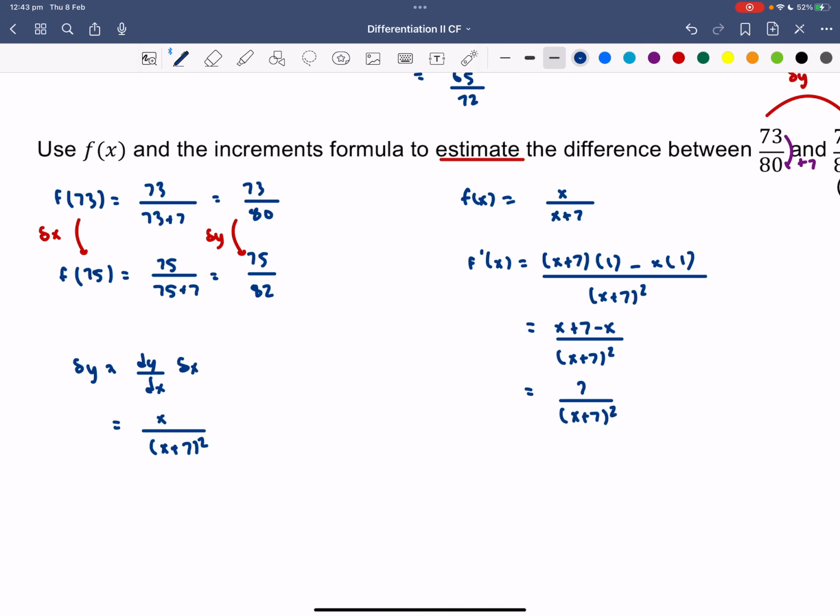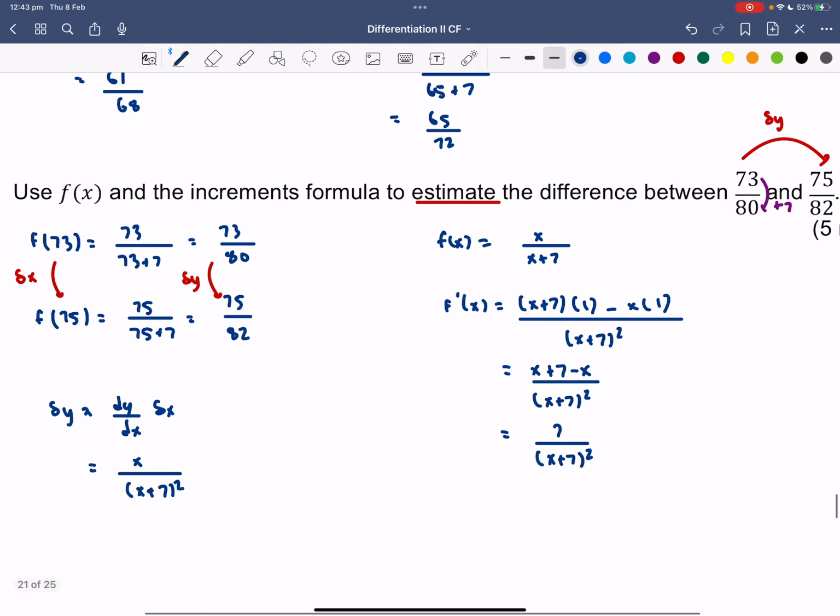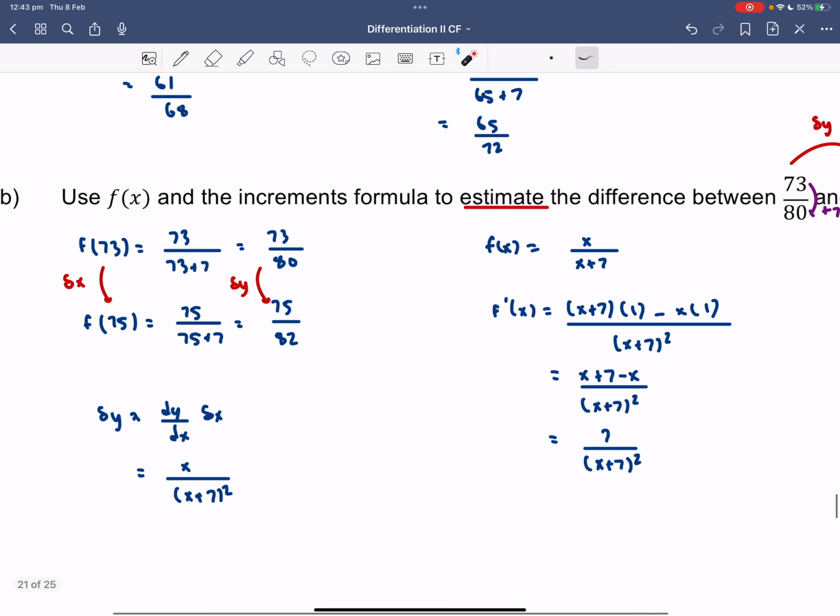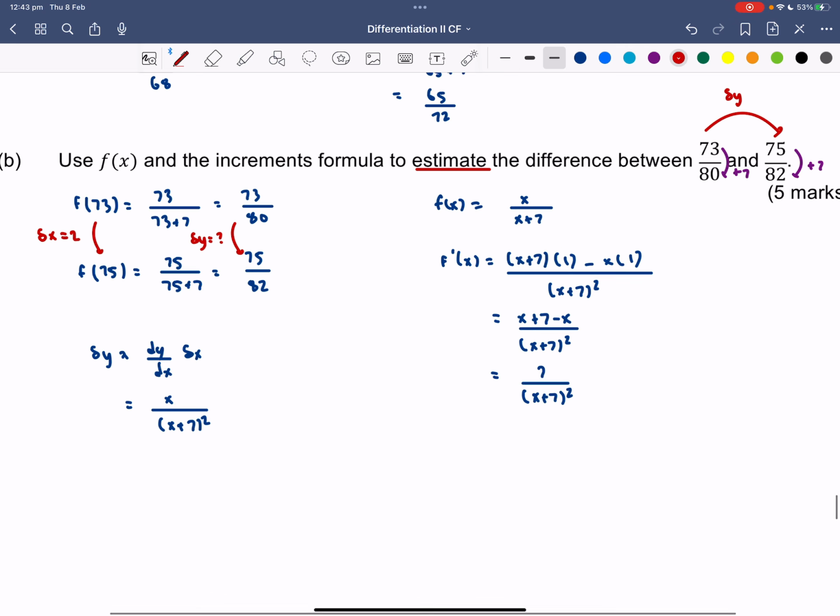Perfect. So for the derivative, I can write 7 on x plus 7 all squared, times the change in the x value. How much did the x value change by, guys? It went from 73 to 75, so the change in the x value was clearly 2. The change in the y value is the question itself. Find out the change in the y value, aka the difference between those numbers. So the change in x is 2, and we changed it at x equals 73. Now all I need to do is sub 73 into there.